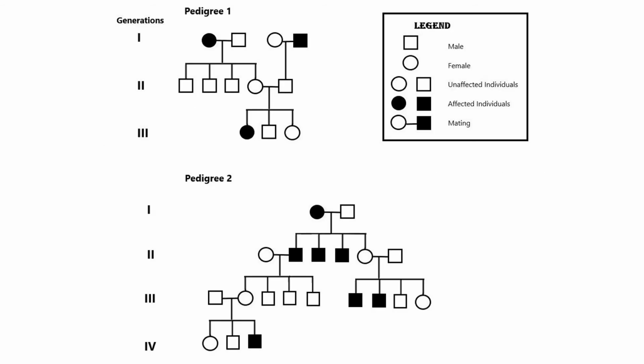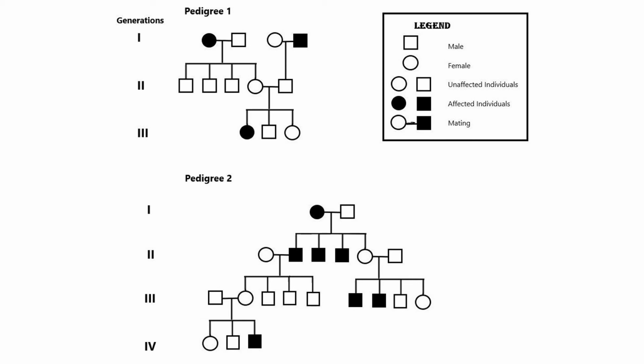What we use is something called a pedigree. So a pedigree is a family tree, and they have a basic code. Squares are males, circles are females. Unaffected people who do not have the trait, let's say it's hemophilia, which means your blood does not clot, are not filled in. People who do have the trait are filled in. If there's a line between them, that means they mated or had kids together.